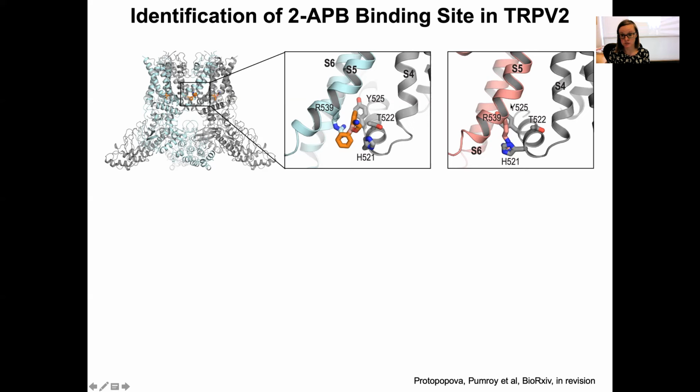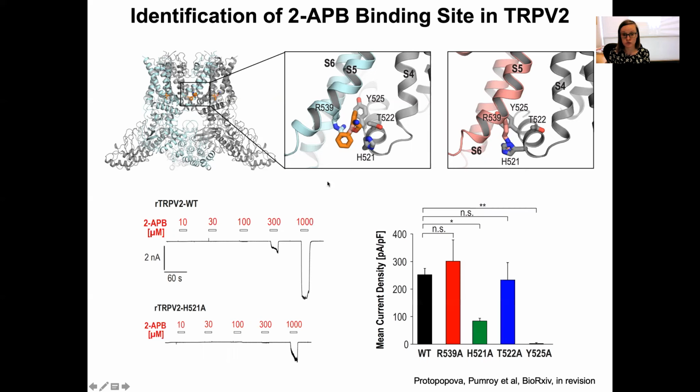In the apo structure, this pocket is actually quite tightly shut, whereas in the 2-APB structure, the drug actually has to wedge itself into this pocket to open the channel. Of course, to confirm that this is the binding site, we did electrophysiology, and we mutated all these residues to alanine and were able to show that histidine plays an important role in the interaction of 2-APB with the channel in this pocket, while other amino acids allow this for coordination.